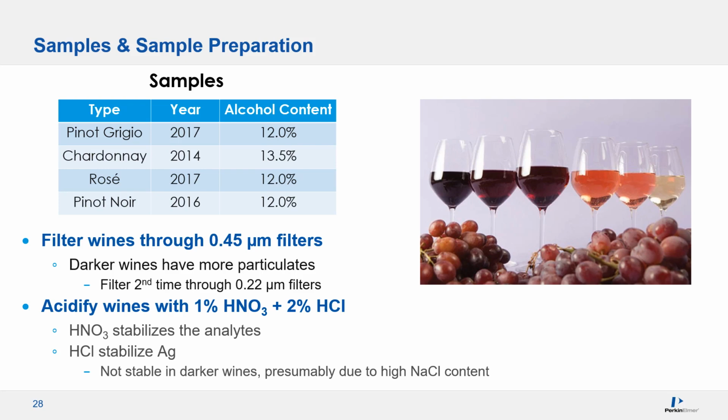And this took a little while to figure out. We used the nitric acid to stabilize most of the elements, but we noticed that our silver spike recoveries were always low. But we found if we added the HCl, 2% HCl, the silver was stabilized. Especially in the darker wines, we saw that the silver was not stable, and this is presumably due to the high sodium chloride content of the darker wines. We didn't investigate in detail why, we just found the solution to the problem.